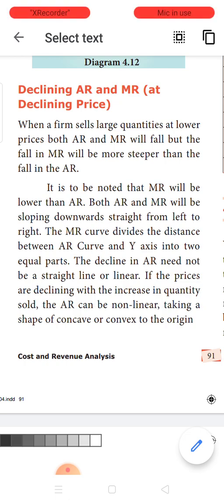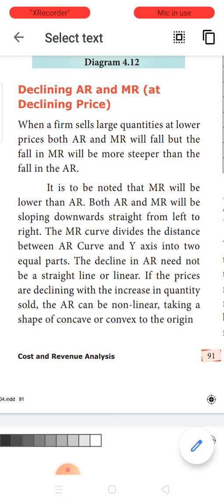The decline of AR need not be a straight line or linear. See, it need not touch the x-axis. If the prices are declining with increase in quantity sold, the AR curve can be non-linear, taking the shape of a concave or convex curve. Sometimes this AR curve can be a concave curve, or it can be a convex curve, but it is non-linear. It will never touch the x-axis. That is what it means. Non-linear means it will never touch the x-axis or the y-axis.